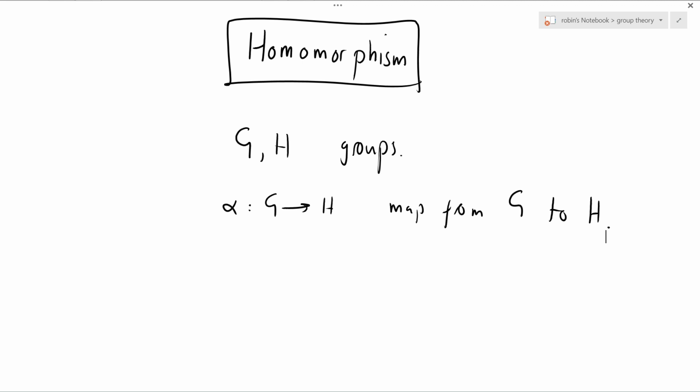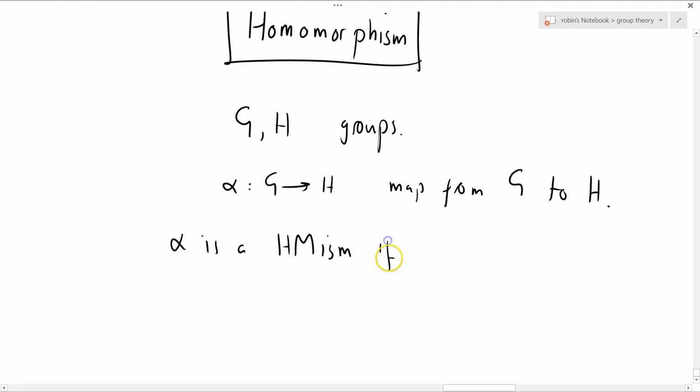If that's all we had, then we wouldn't be any further forward, because I could put any stupid old map. So I'm just going to make one restriction on alpha, and this is the definition of a homomorphism. So alpha is a homomorphism, you sometimes write it "hmism" like that, if it's got the following property: X and Y in G implies alpha of X, alpha of Y equals alpha of X, Y.